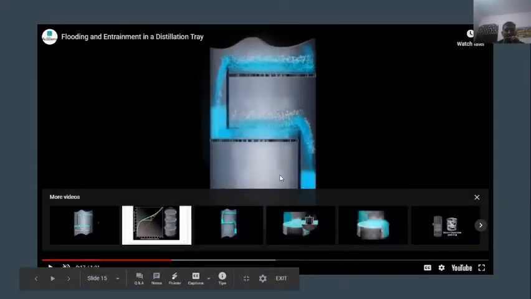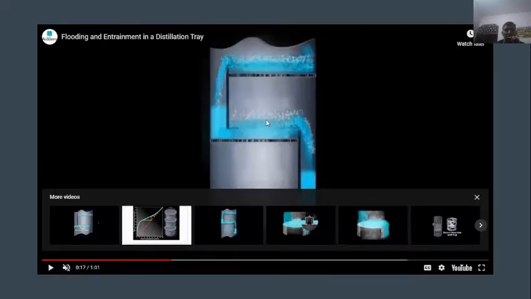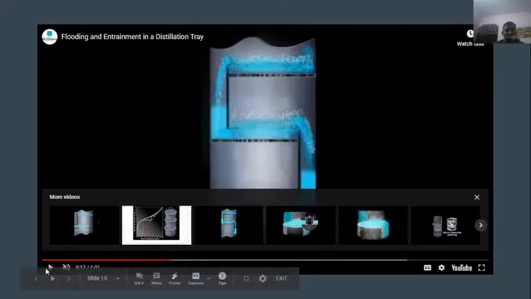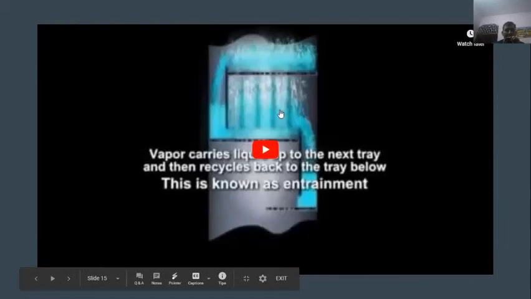So this is an example of flooding and entrainment in a distillation tray. As you can see, due to excessive vapor flow, the liquid is not able to come down. And when this flow increases very much, you can see how entrainment occurs. Let me go to the next slide.